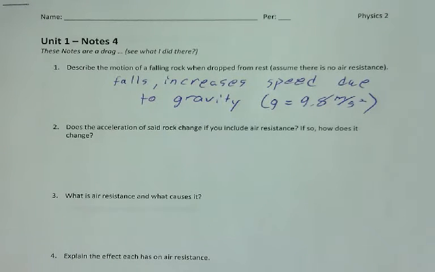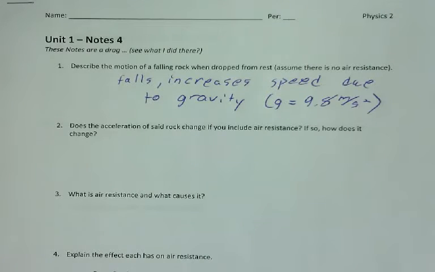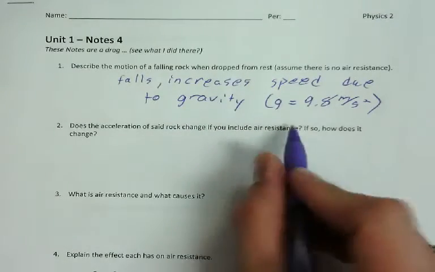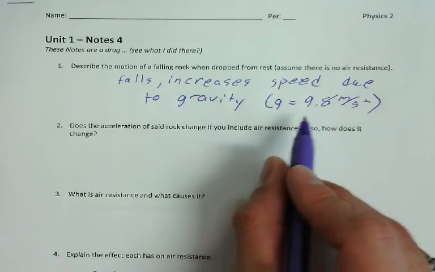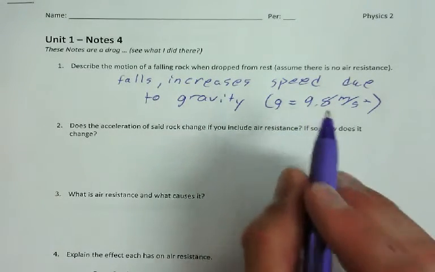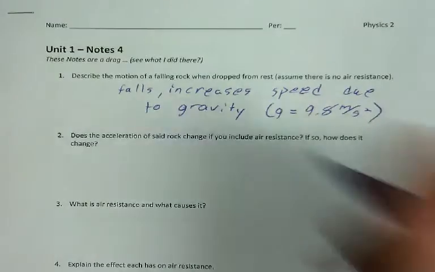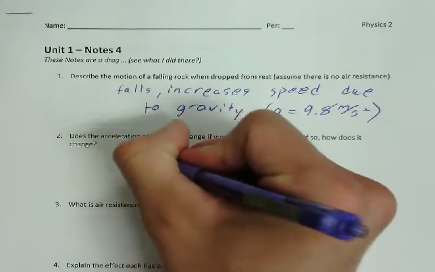So does the acceleration of said rock change if you include air resistance? And if it does, how does it change? Wesley, what do you think? So let's start with this. Does the acceleration change? I believe it would. Yes. So the acceleration due to gravity, that is only true if there's no air resistance. If there is air resistance, it's not this value. So does it change? Yes.